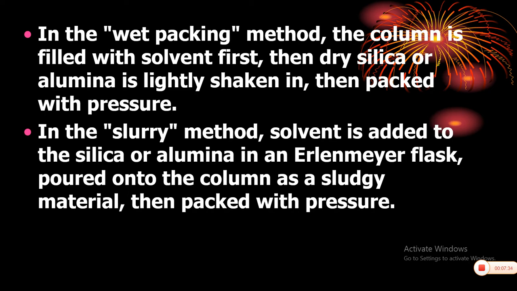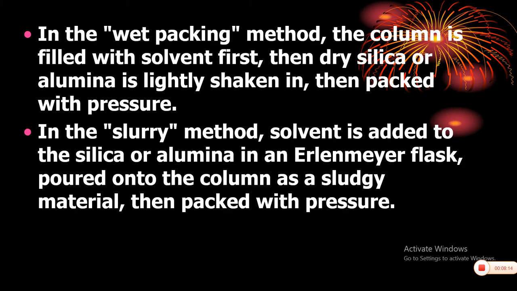Then there is another method which is called a slurry method. In the slurry method, solvent is added to the silica or alumina in an Erlenmeyer flask and then poured onto the column as a sludgy material, then packed with pressure. The columns in this way can be prepared by dry packing method or dry filling method, and second is wet filling or wet packing method. You can use suitable method for packing as per your requirement, time available, and various parameters like nature of mixture, solvent system used, nature of adsorbent, etc.